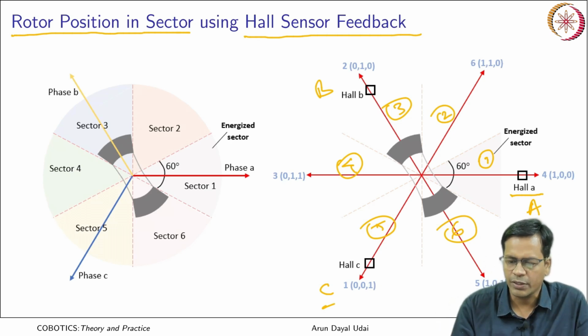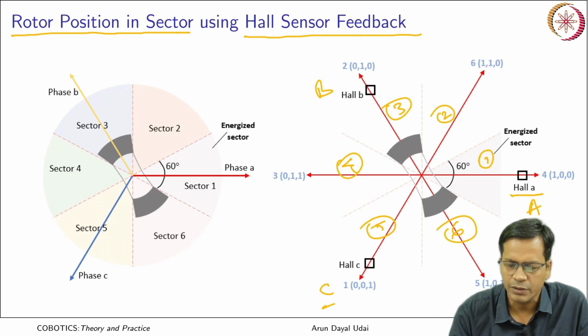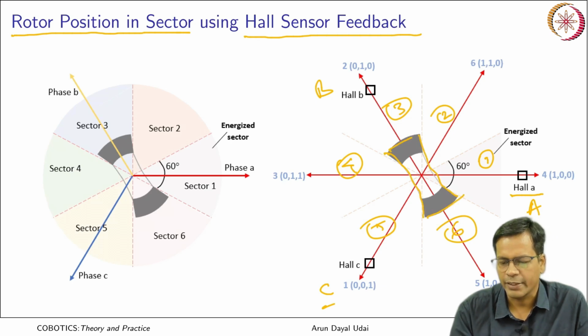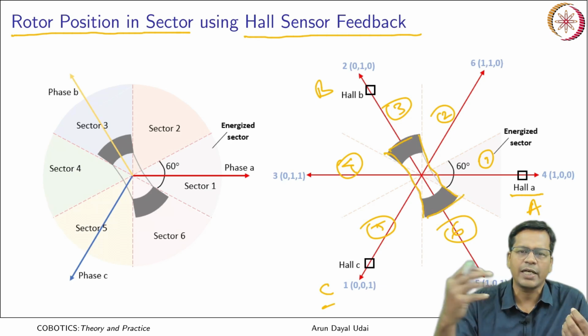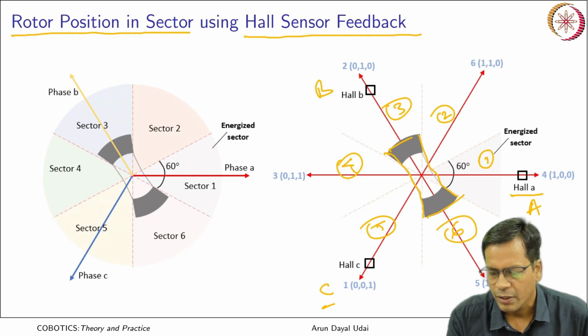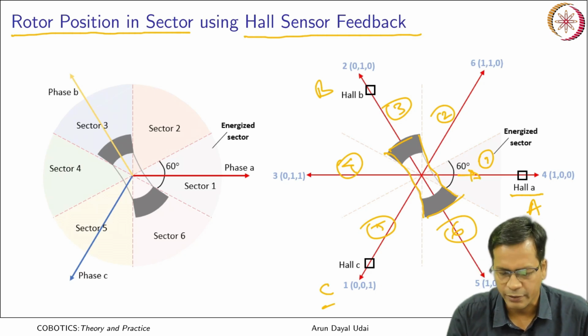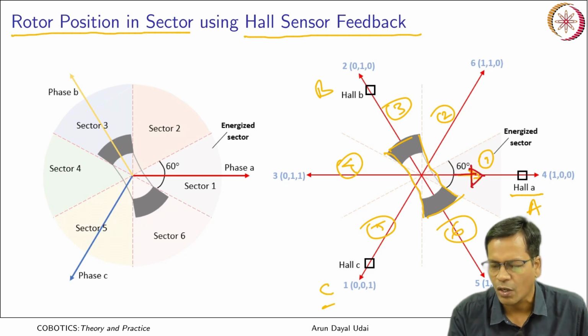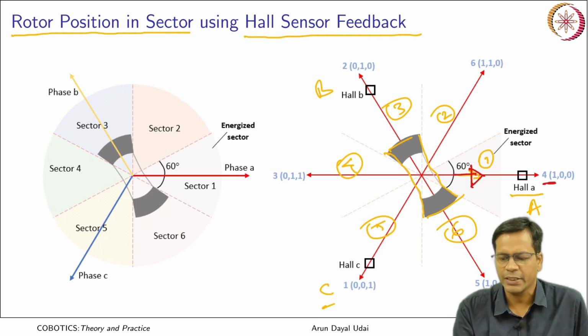Let us say this is your rotor which has a magnet. So this magnet will energize the Hall effect sensor. How? If it is located here, 100%, let us say your armature is here, this will cause Hall effect sensor A to be completely energized.